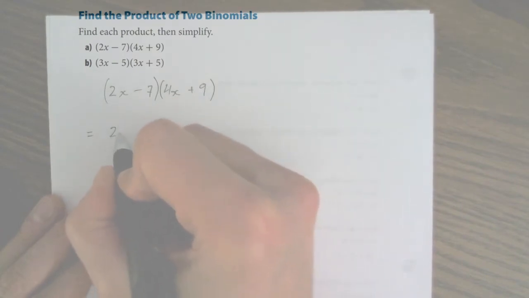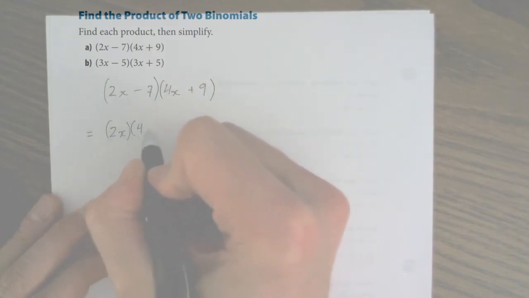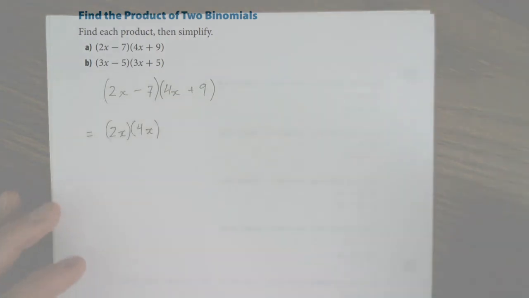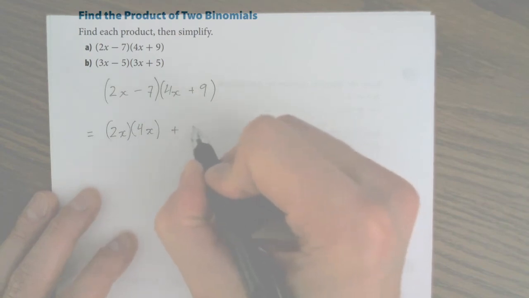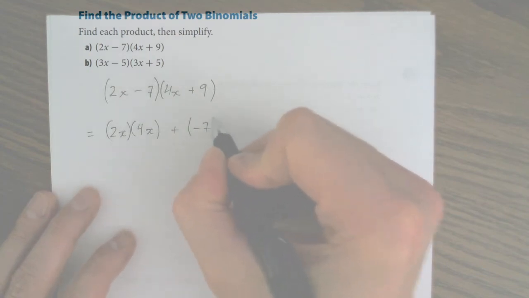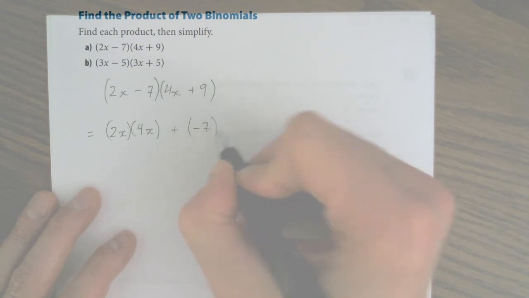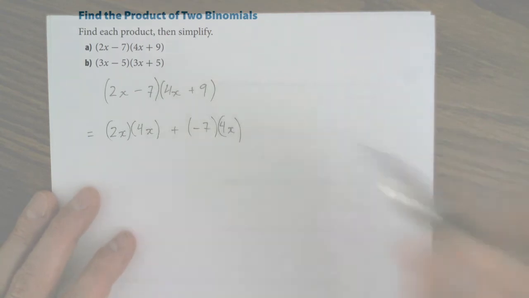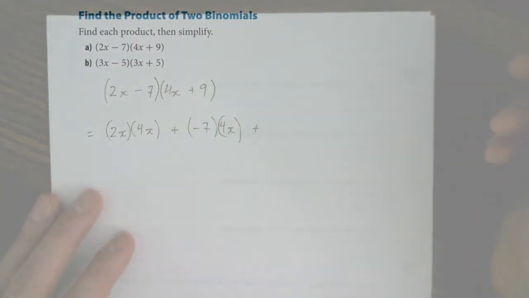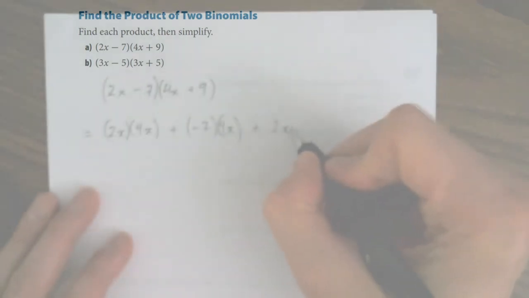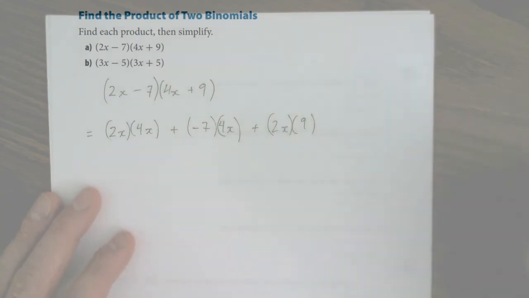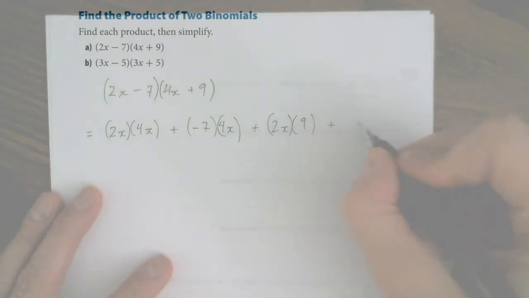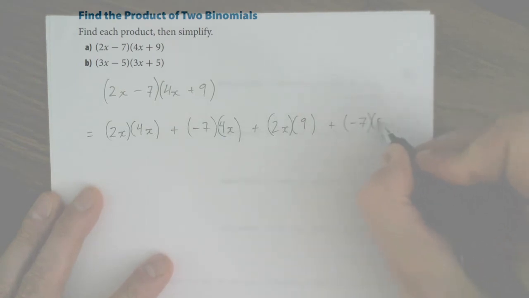So we multiply the 2x and the 4x. If we were to draw a diagram, we would multiply the -7 and the 4x. We would multiply the 2x and the 9. And we multiply the -7 and the +9.